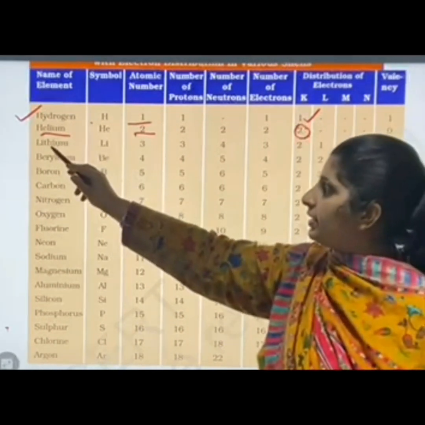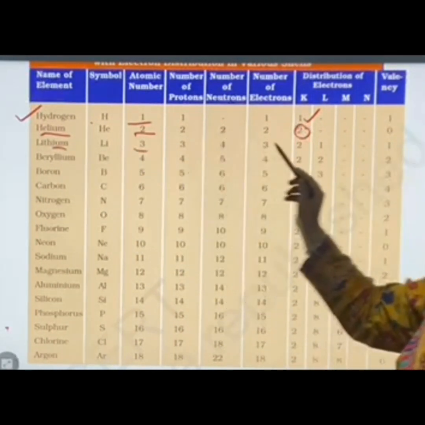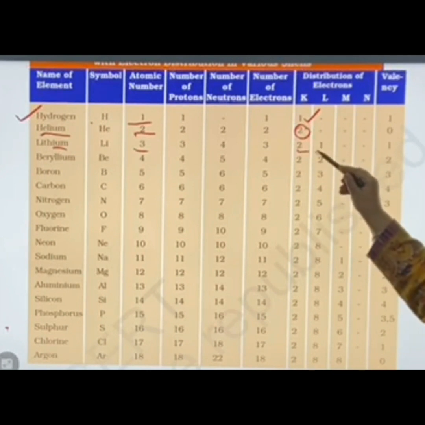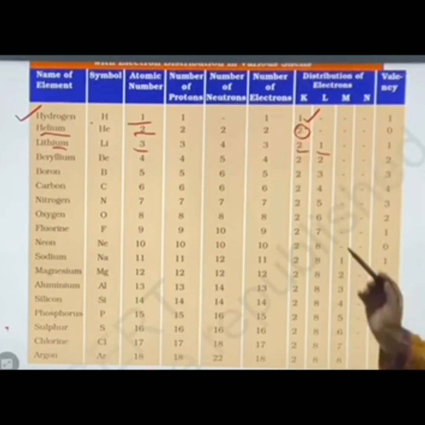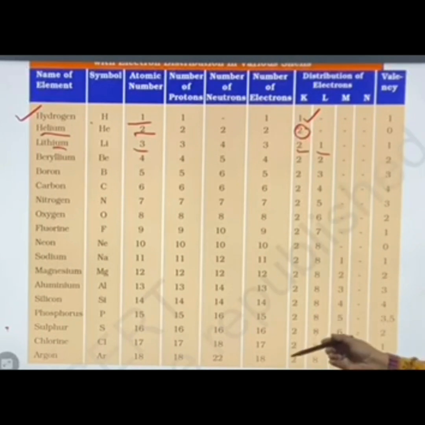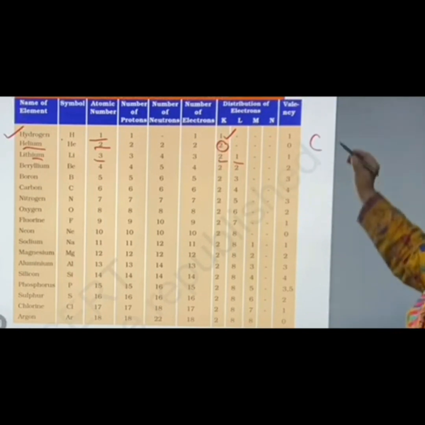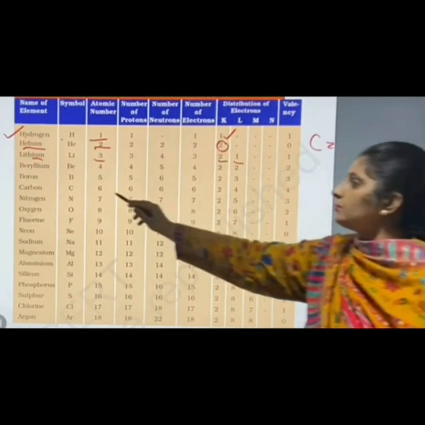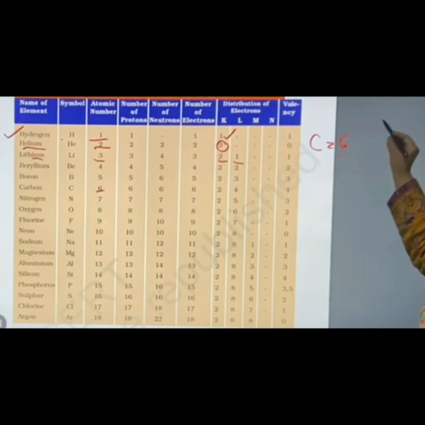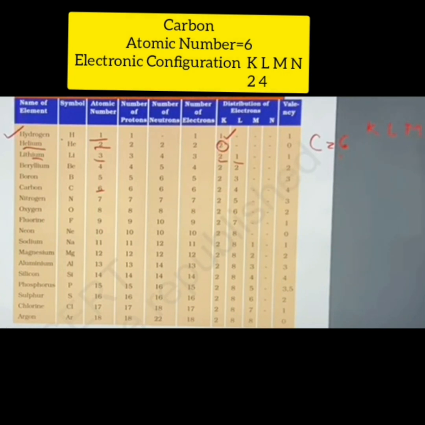After that we have lithium. The atomic number is 3, and the distribution is 2 in the K shell and 1 in the L shell. So in this way we can continue with the first 18 elements. For example, if I take carbon, C, the atomic number of carbon is 6. So if we have to distribute the electrons in the K, L, and M shells, 2 electrons are accommodated in the K shell. Out of 6, 2 are in the K shell and the remaining 4 will go to the L shell.